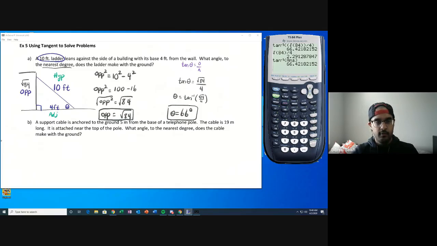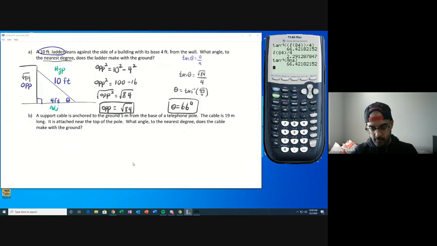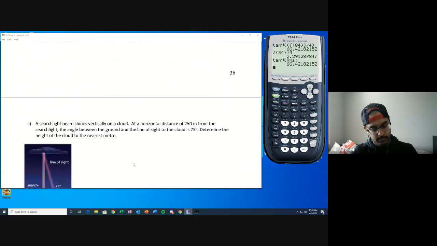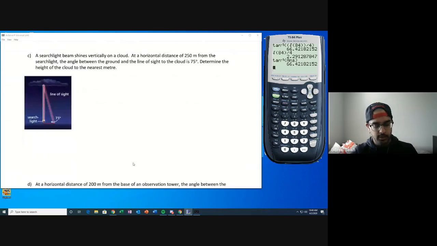I'll leave B for you guys to try. And again, you've got that answer key. So let's take a look at C. And then again, I'll leave D for you all to try.